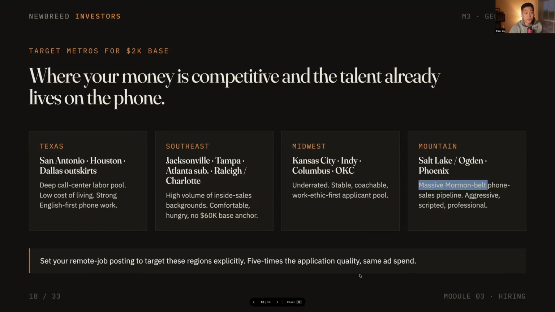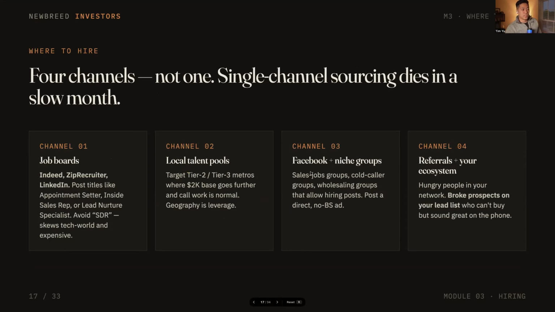You can always spend money on ads, right? So I'll go back a slide. The Facebook niche groups, honestly, what I mean by Facebook is running your own ads. You can actually run ads to hire people. A lot of big companies do.